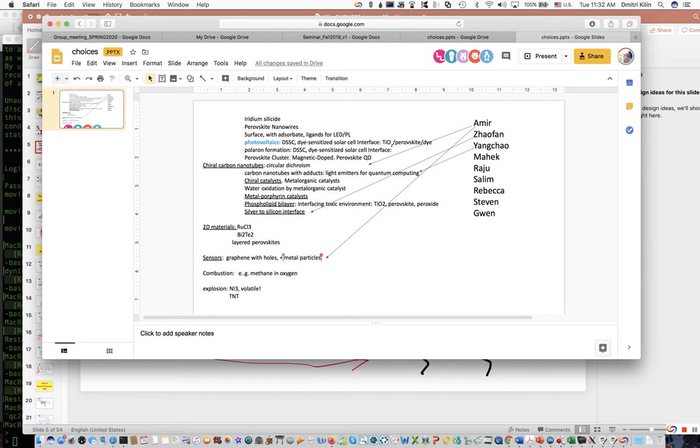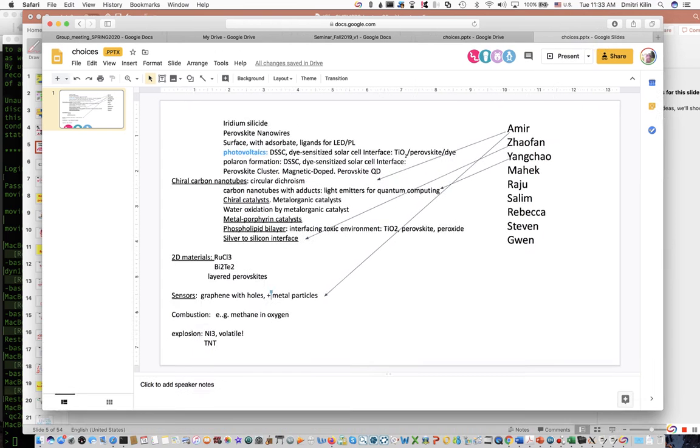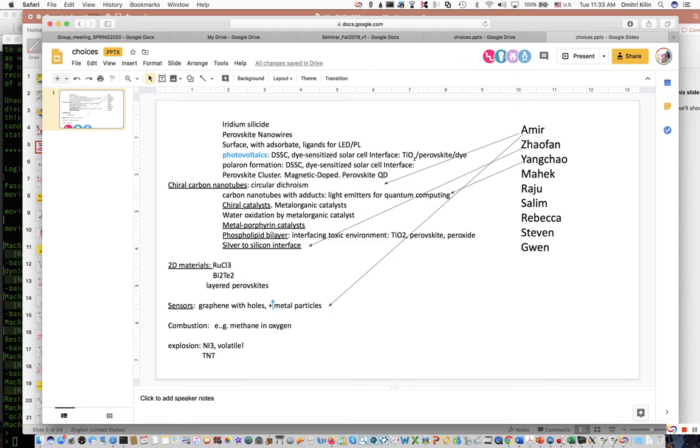Mahek? May I ask what you're interested in the most? If you're not sure, you may just share your general interest in one or other direction. Okay, the microphone doesn't seem to be working on Mahek's side. Okay, we'll go to Mahek later.